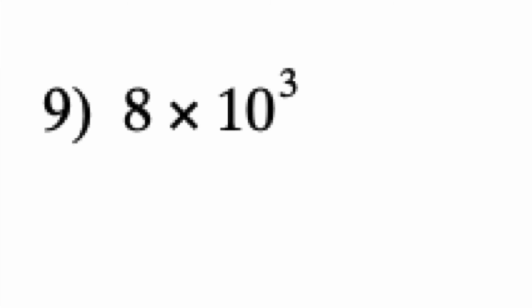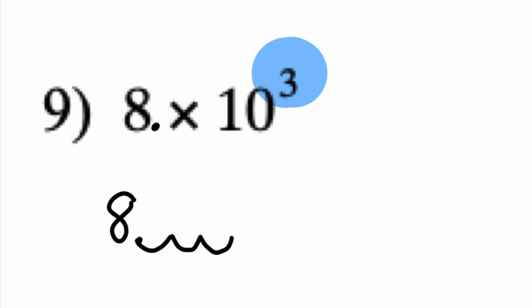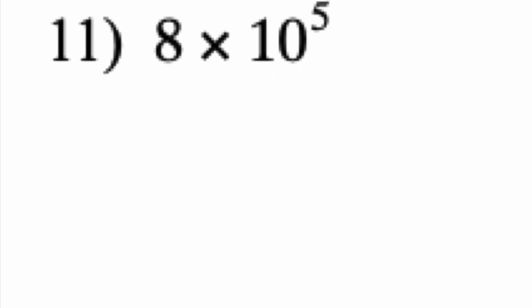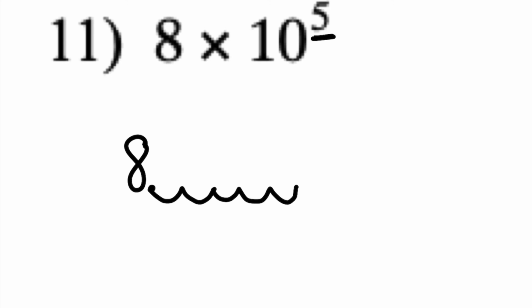For this next one, we have a positive exponent, which means this is a number greater than 1. So if the decimal is right here, we're going to move it over 1, 2, 3 times. And our number is 8,000. This one, we have a positive exponent. We have 8, 1, 2, 3, 4, 5. $800,000.